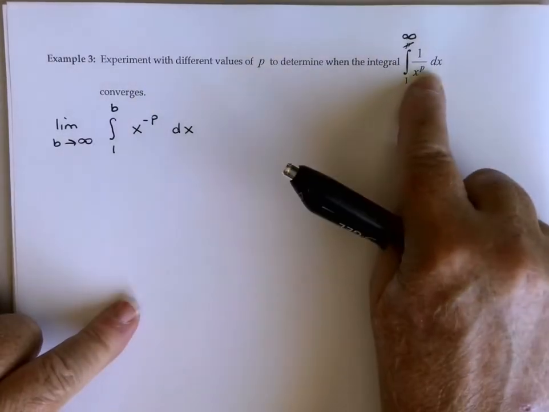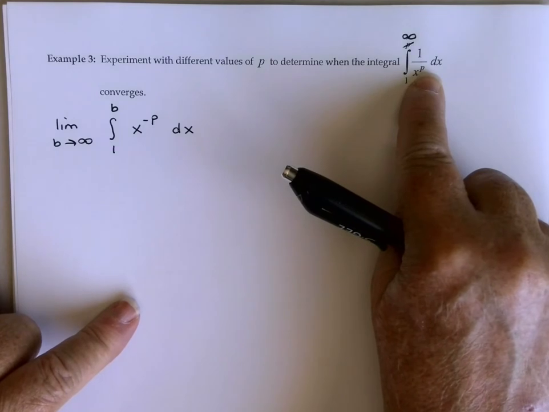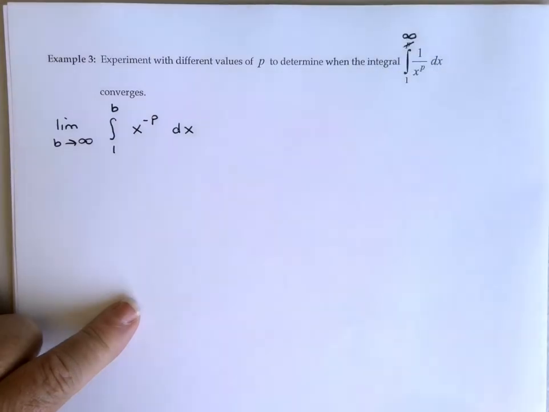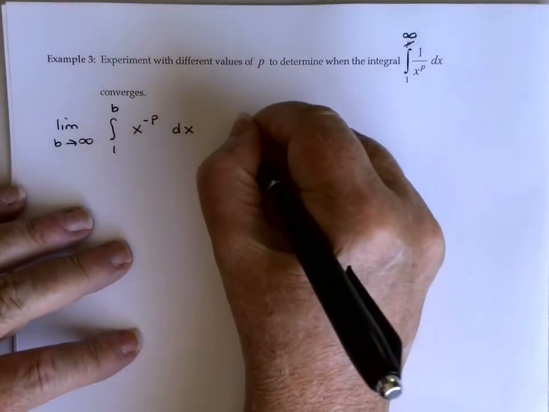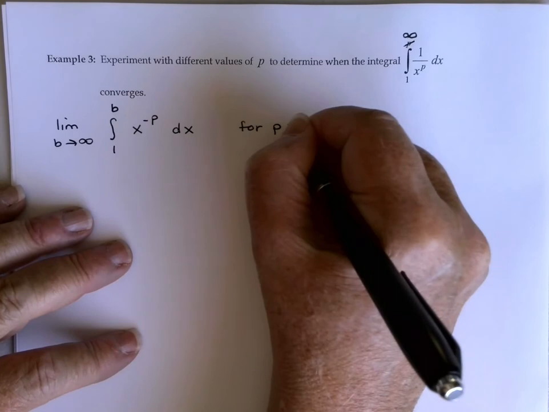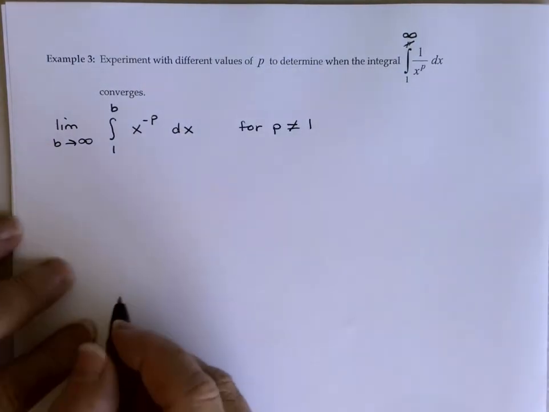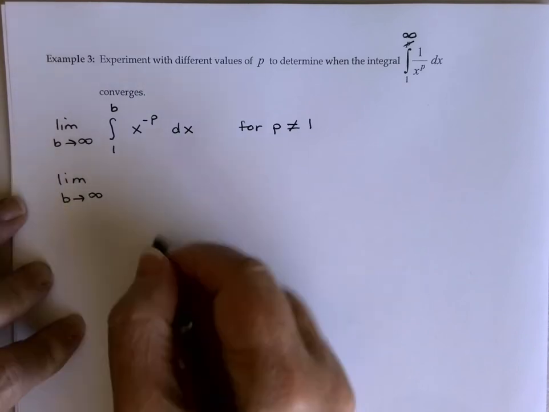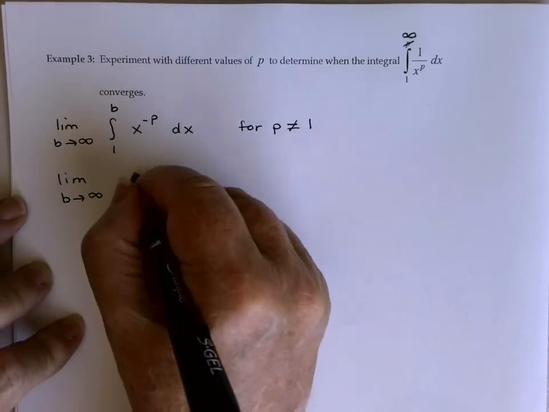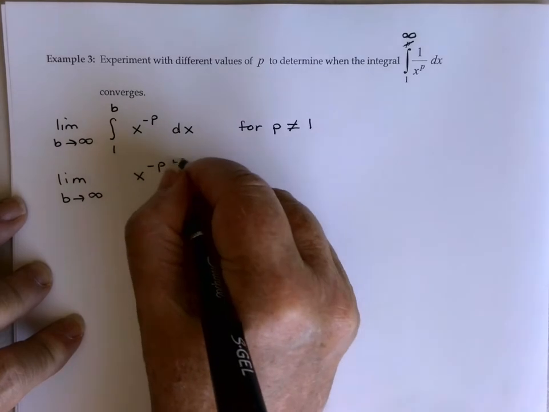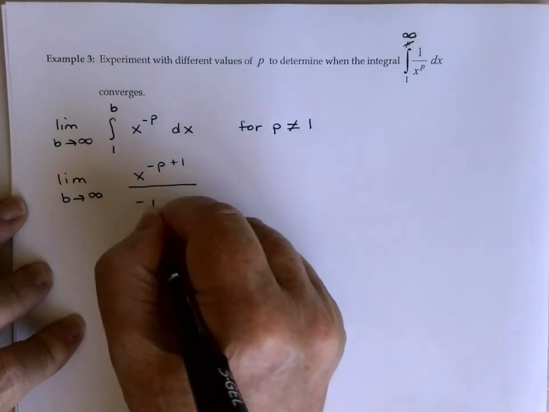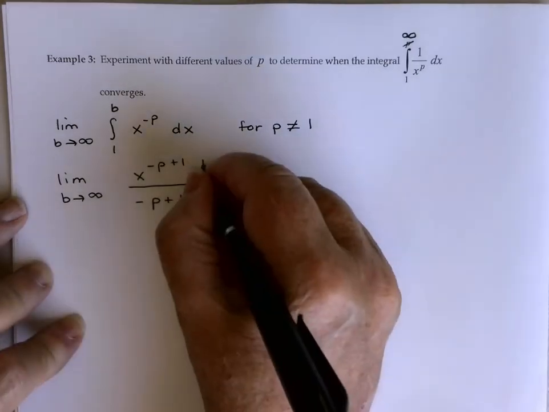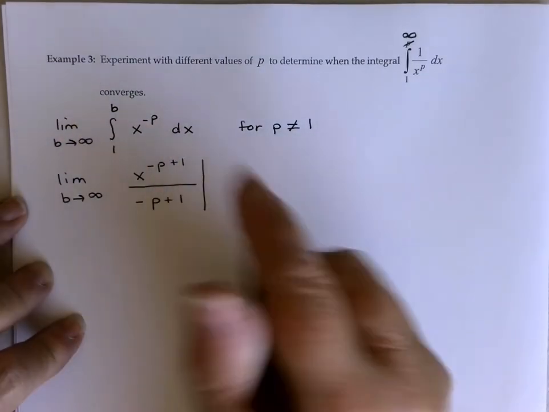As long as p is not 1, I can use a power rule on this, right? If p is 1, that's the natural log integral, so we probably have to check out that later. So as long as p is not equal to 1, I can do this just using the power rule for integration. I would add 1 to the power and divide by the new exponent. And my limits of integration go from 1 to b.